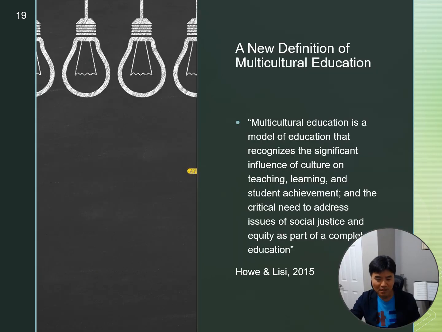So that's important. A new definition of multicultural education. Multicultural education is a model of education that recognizes the significant influence of culture on teaching, learning, and student achievement, and the critical need to address issues of social justice and equity as a part of the complete education. So Howie and Lisi mentioned that in 2015. So the theory and practice of education that is multicultural further seeks to meet the reality of the increasing number of diverse students in the education system. To be current, teachers must be prepared to teach a diversity of students.